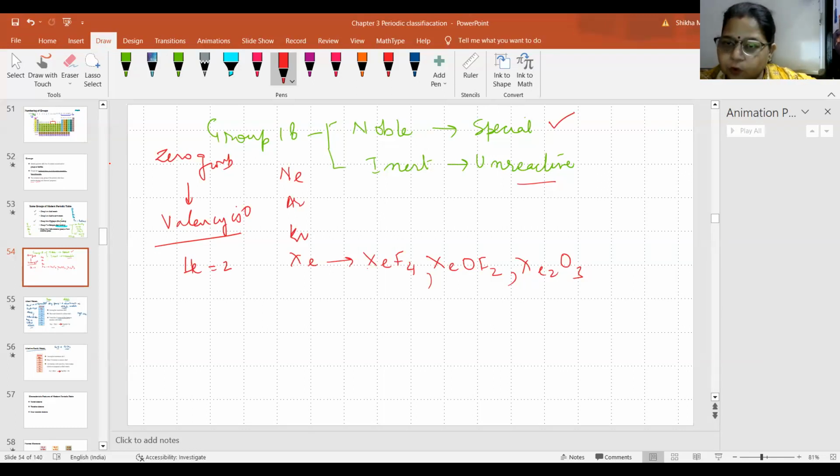So we have 4 names for group 18. The best ones are group 18 and noble gases. Clear to all of you? Yes, ma'am. Okay. Now coming to the next thing.